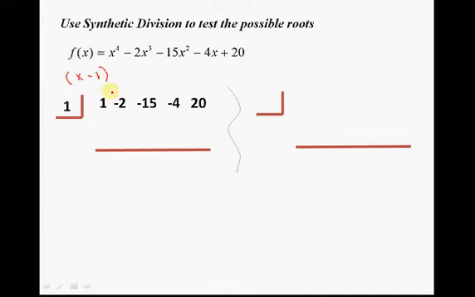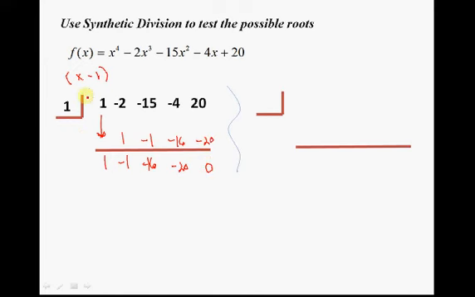And so using synthetic division, we just take the coefficients of each term. So the first term is 1, negative 2, negative 15, negative 4, and then positive 20. We bring the 1 down. 1 times 1 is 1. We combine these two and we get a negative 1. 1 times negative 1 is just negative 1. We combine negative 15 and negative 1, we get negative 16. 1 times negative 16 is negative 16. And negative 16 and negative 4 is negative 20. 1 times negative 20 is negative 20. We combine these and we get a 0.